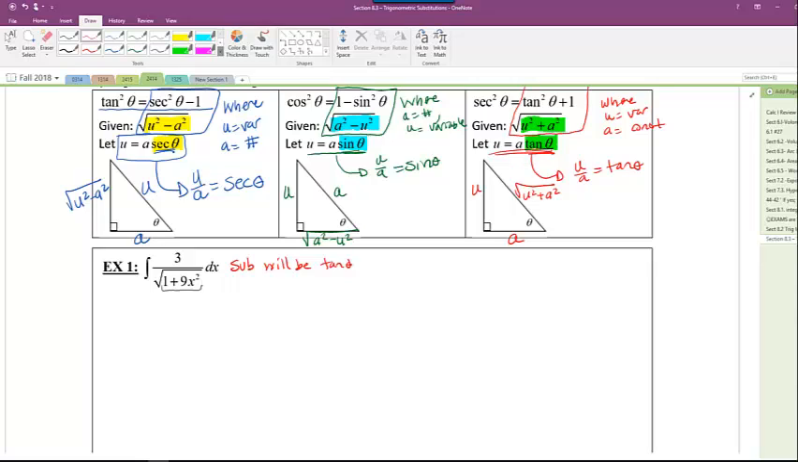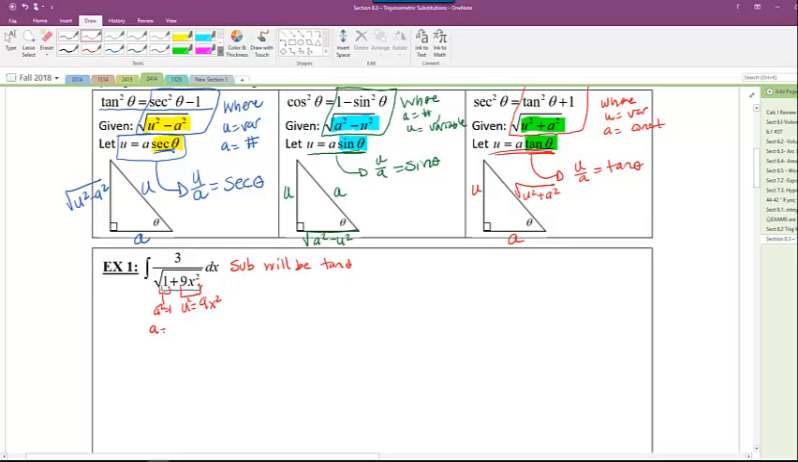So let's identify what everything is, because here again I have u squared and a squared. So here I know that u squared is equal to 9x squared, and I know that a squared is equal to 1.